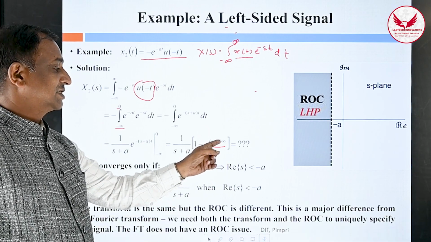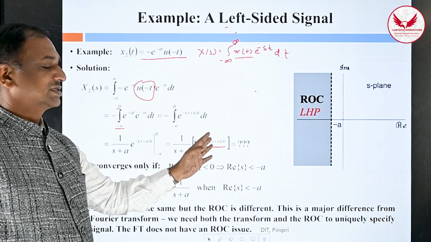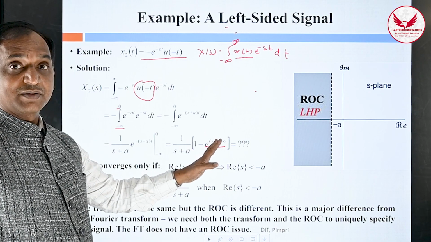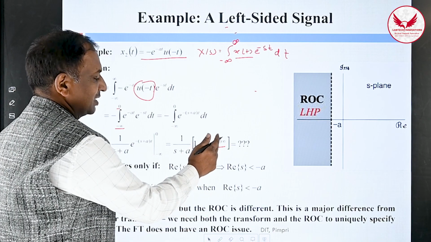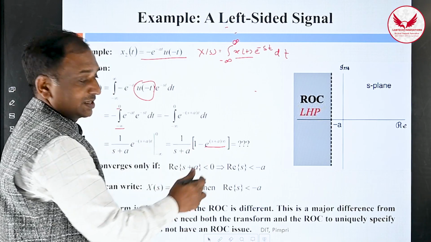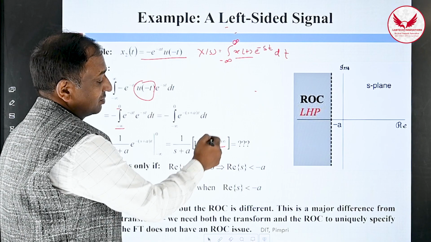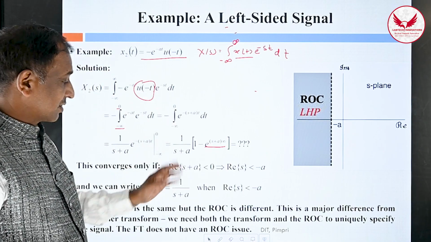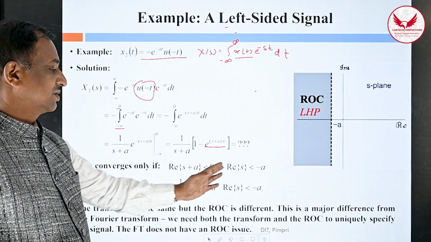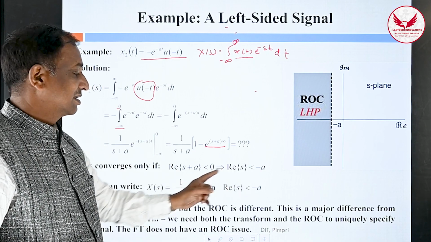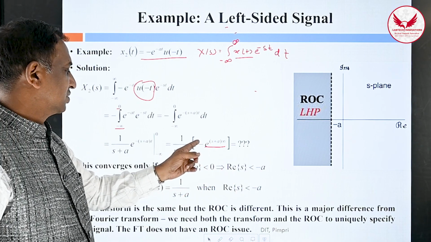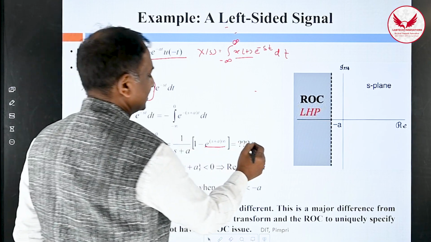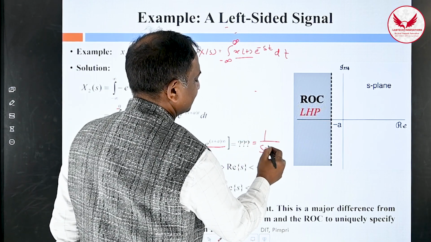If you take s plus a greater than 0, this function will become infinite, so it will not be convergent. So to find out the region of convergence, s plus a should be less than 0. When s plus a is less than 0, then only this part will become 0. So the ROC will be: real part of s is less than minus a, and this function will become 0. So the total Laplace transform of this function is equal to 1 upon s plus a.